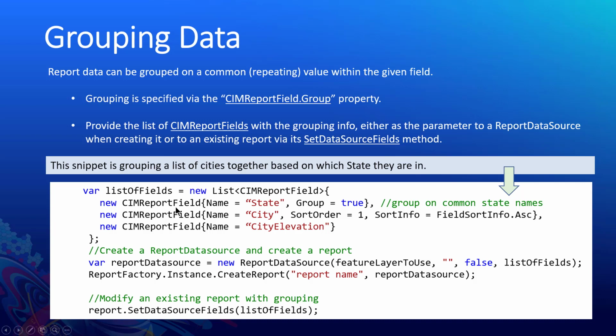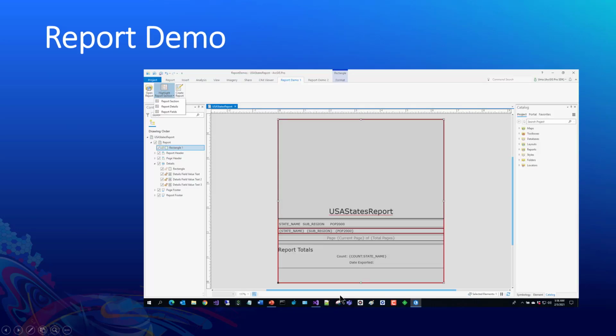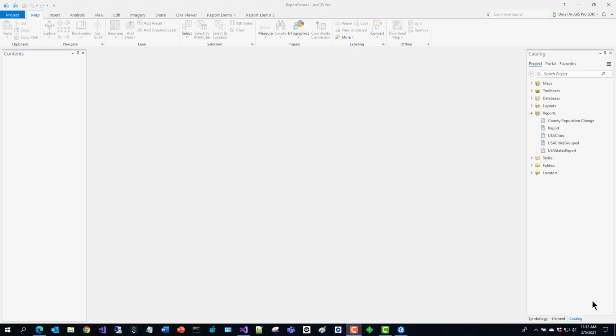Notice that in the SimReportFields defined here, I specified the Group property to be true for the state field. Then I pass in this list to the report data source constructor just like we did before. Or I can pass this collection of fields to the SetDataSourceFields method in the existing reports. Okay, now on to a demo to see all these new report API methods that we just discussed.